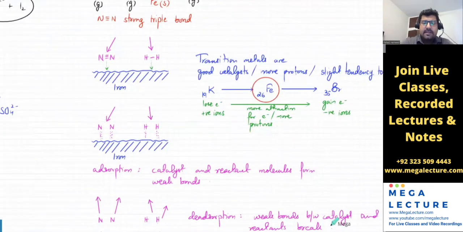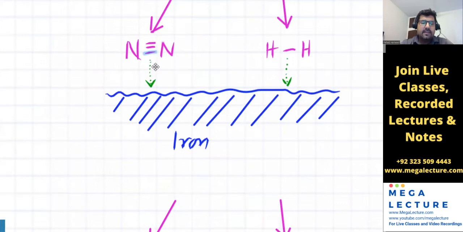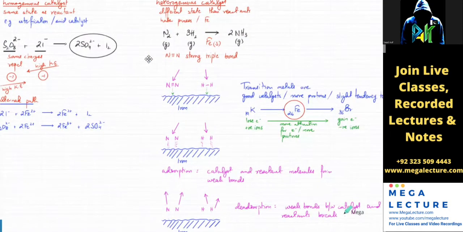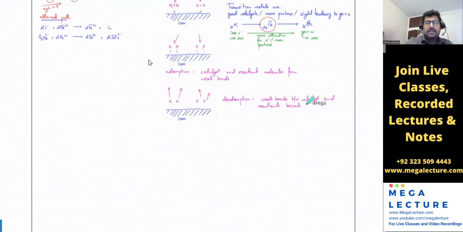You just have to remember that there is adsorption, that the reactant molecules, and it's not always that the whole bond breaks completely, right? Sometimes just a few electrons get attracted to iron. But even in that case, the bond has weakened, right? So the point is that the catalyst helps to weaken the bond. And you've got to remember adsorption and desorption. Okay. That's it about homogeneous and heterogeneous catalysts.